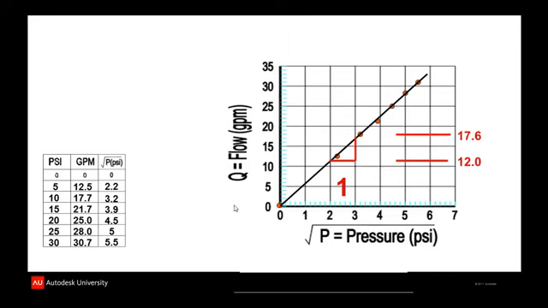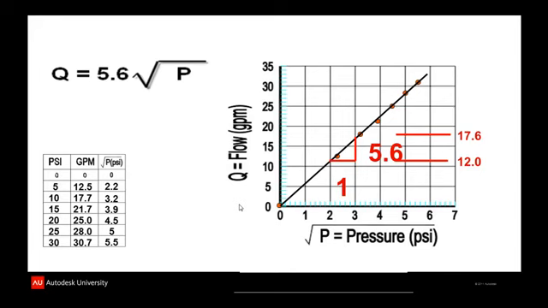And for that, we could measure the flow at 2 and read the flow at 3 and find out that that's 12 and 17.6 respectively, or a rise of 5.6. So I said the equation for a straight line is the flow equals the rise over the run, or Q equals 5.6 times the square root of P.